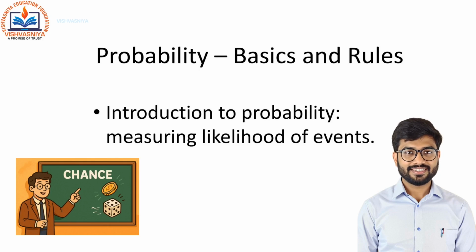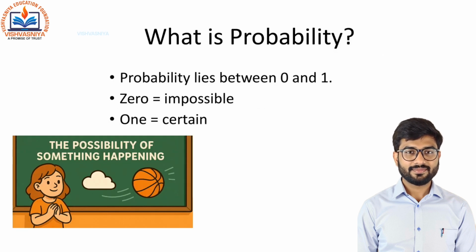Hello students, today we will explore the basics of probability. This branch of mathematics helps us measure how likely an event is to occur. Probability always lies between 0 and 1. 0 means impossible. 1 means certain.